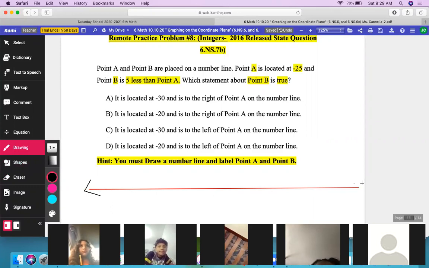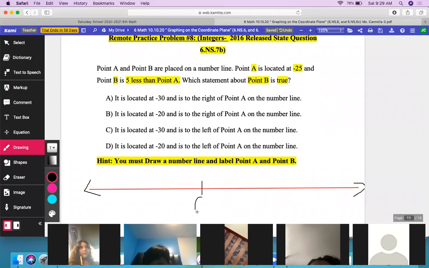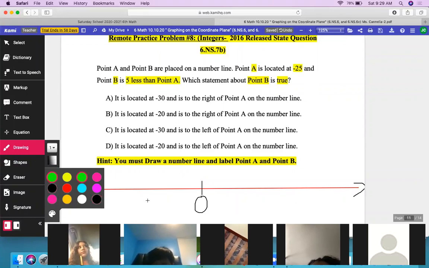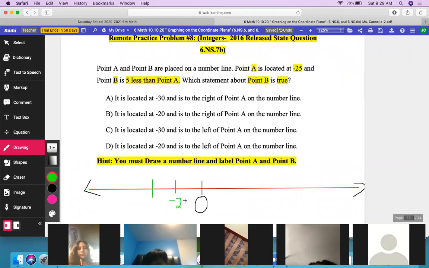Mr. Brandon? Yeah. Hey, good morning. Can you read me point A, please? All right. Point A and point B are placed on a number line. Point A is located at -25, and point B is 5 less than point A. Which statement about point B is true?